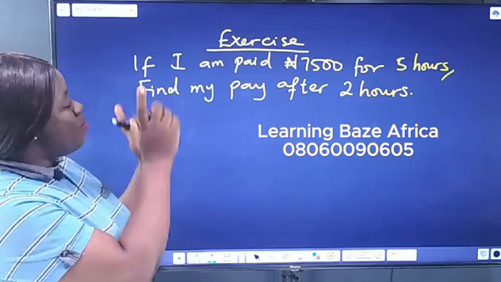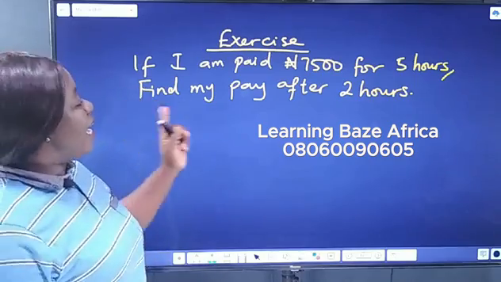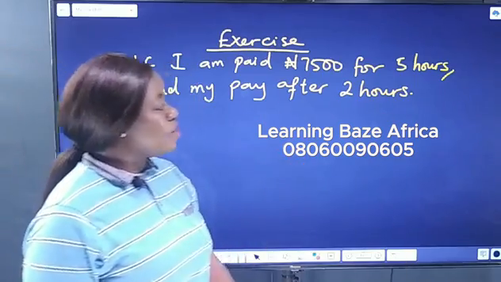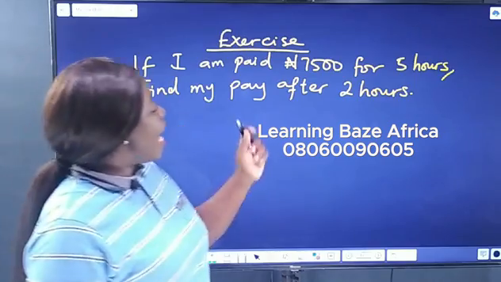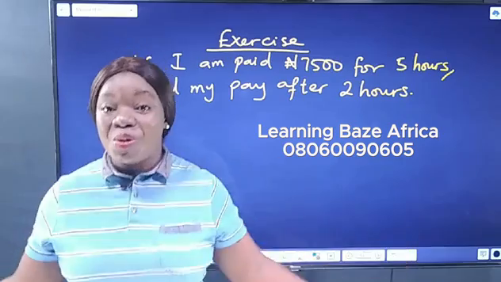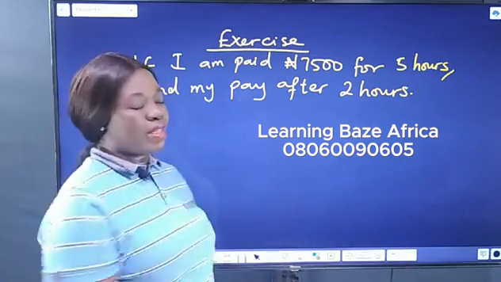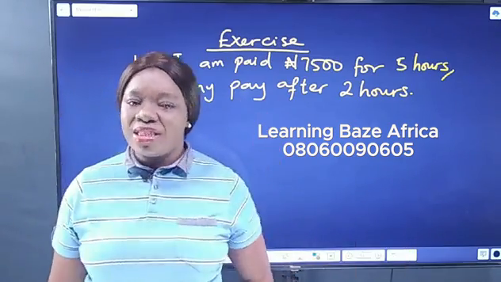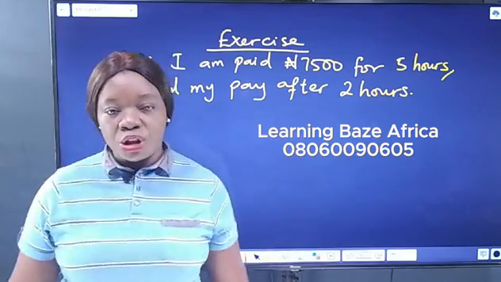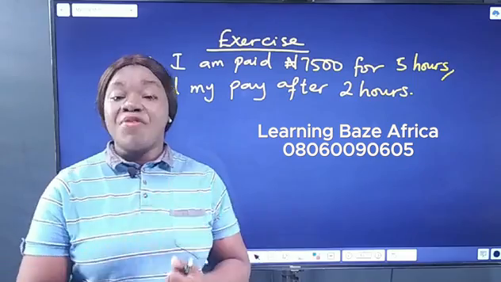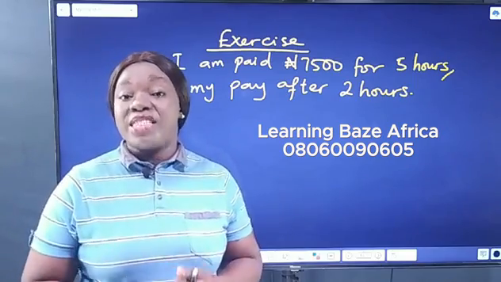So now, make sure you do this exercise. If I am paid 7,500 naira for 5 hours, find my pay after 2 hours. Now you're going to state the type of proportion this is. What type of proportion is this? Is it an inverse proportion or a direct proportion?